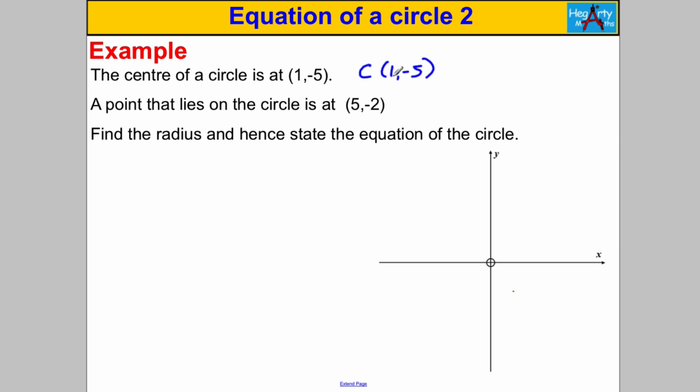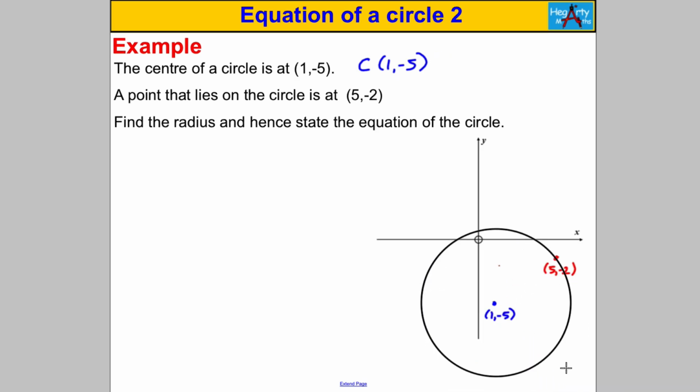Now if you think of it, let's just draw a little sketch to get us familiar here. If the center is at 1, -5, which is somewhere down here, and a point on the circle is at 5 across, -2, like this, then we must know one thing for sure. The one thing we know for sure is that the distance between 1, -5 and 5, -2 must be the radius. So we can work out the radius by working out the distance between these 2 points using our distance formula.